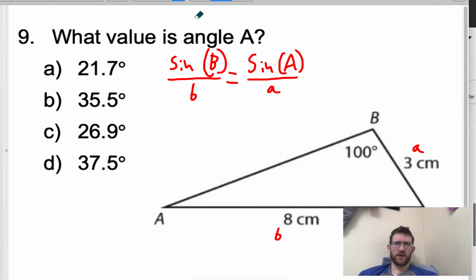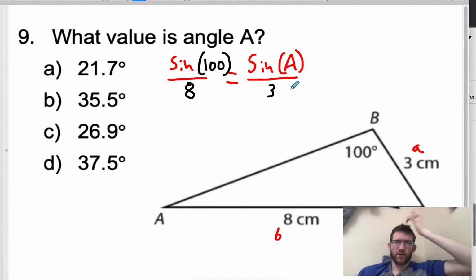So if we know what big B is, I can plug that in right here. I know that big B is 100, so the sine of 100. I know what little b is. I know that that's 8, over 8. And I know what little a is. It's 3. Great. Now it's just an algebra problem. I just have to solve for a.